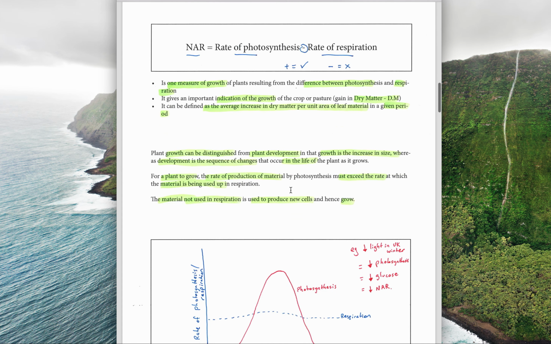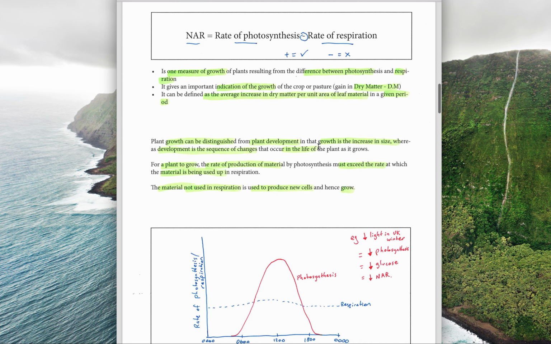And so plant growth can be distinguished from plant development. Similar to animals, growth is an increase in size, whereas development is the sequence of changes over its life. And for a plant to grow, the rate of production of material by photosynthesis must exceed the rate at which it's being used by respiration, which is what I said here. So you want to have a positive NAR, or net assimilation rate. The material not used in respiration is used to produce new cells and hence grow.